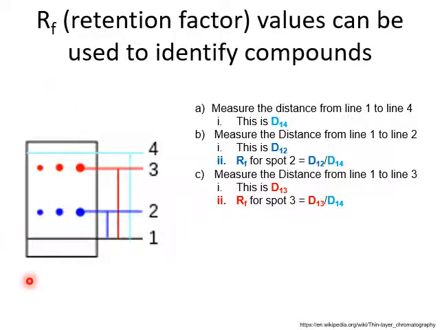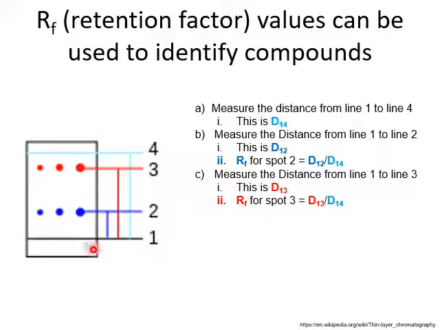Before starting the test, you need to draw a line 1 centimeter above the bottom edge of the TLC plate. I mean line number 1. And after doing the test, you need to draw a line at the level to which the solvent moved. I mean line number 4. So your spots will be in places such as 2 and 3. This is just an example. It's not the real TLC plate after the experiment.